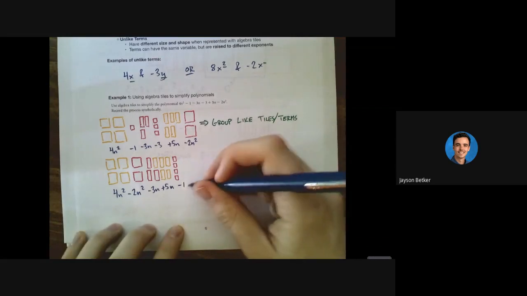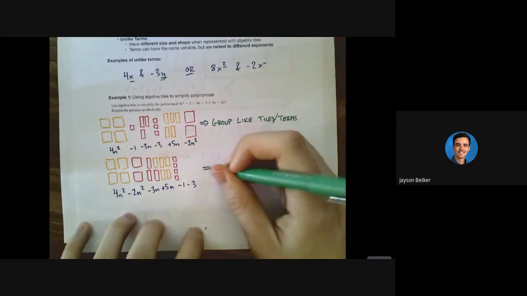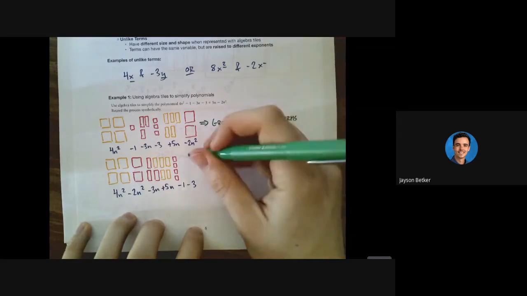And you know what? I'm doing one extra step here I don't want to do. Let's keep them separate. Let's take it one step at a time. Negative 1, negative 3. Those are technically separate. All right, so now we've grouped them. So that was our grouping like terms.